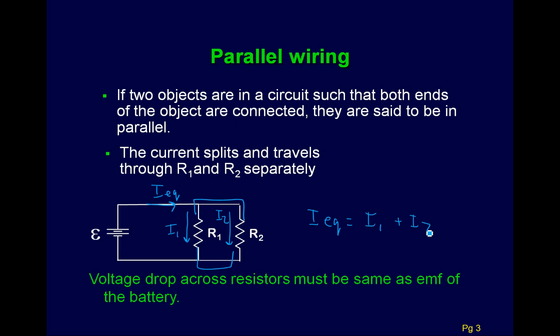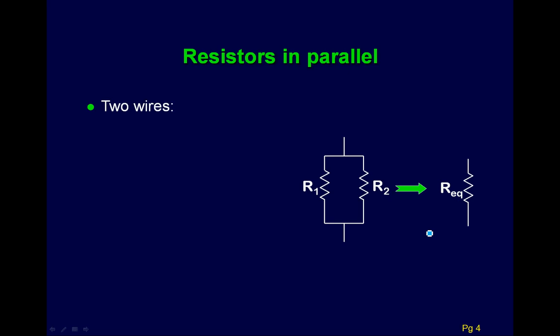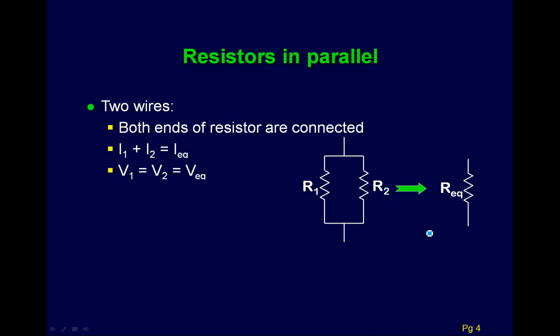Also, since they're both connected to the top and the bottom of the battery of the EMF, the voltage drop across the resistors must be the same as the EMF of the battery. So these are two important pieces of information we can use to solve here. And what I can do is write it out kind of like this. I can say, okay, well, I equivalent equals I1 plus I2.